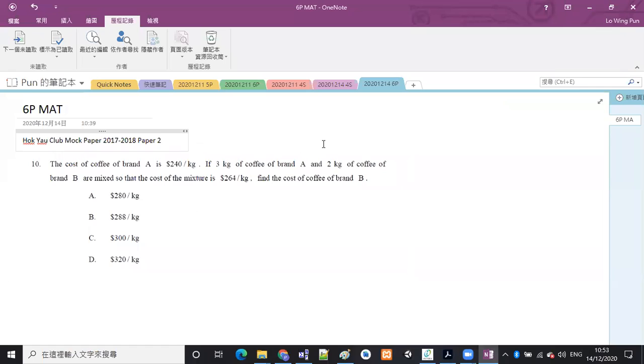So number 10, the cost of coffee of brand A is $240 per kg. If 3 kg of coffee of brand A and 2 kg of coffee of brand B are mixed so that the cost of the mixture is $264 per kg. Find the cost of coffee of brand B. 好啦，呢啲咧又係啲即係溝埋啲嘢一齊咁嗰啲嘢咯。Okay, and I would like to use a table here.